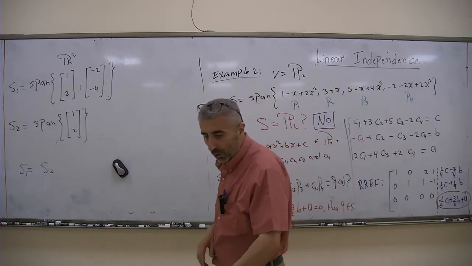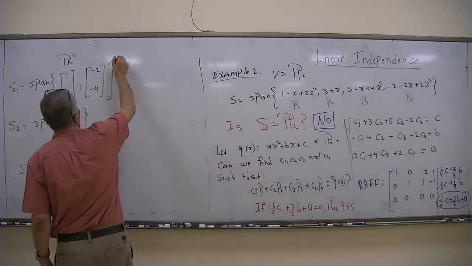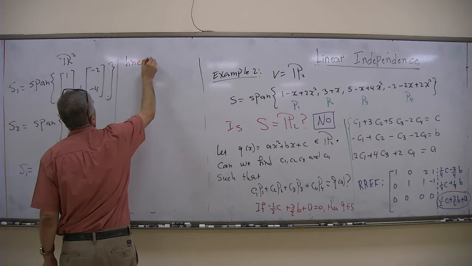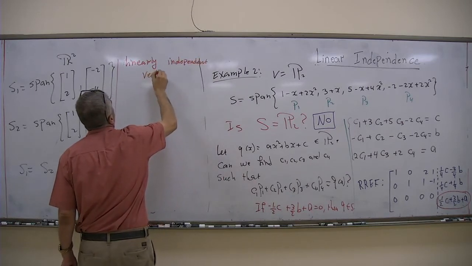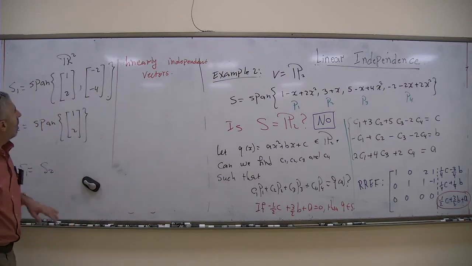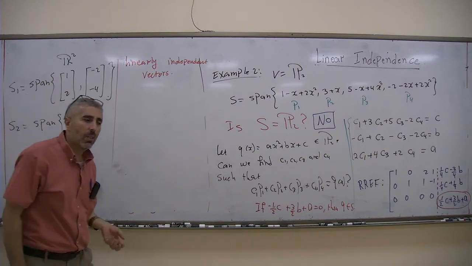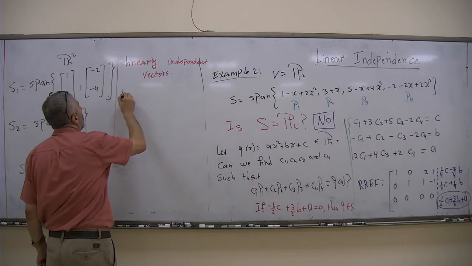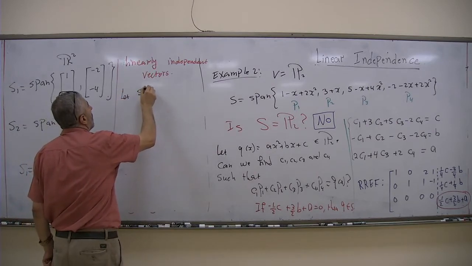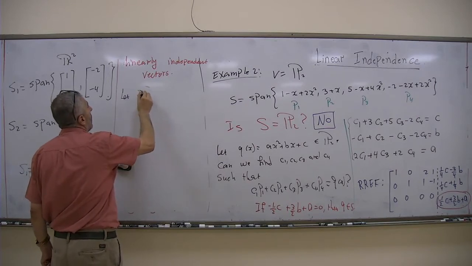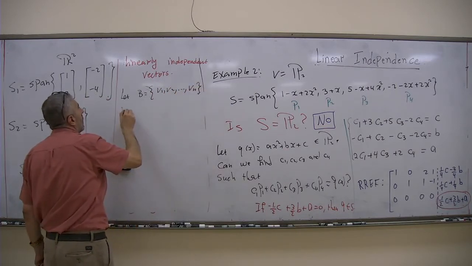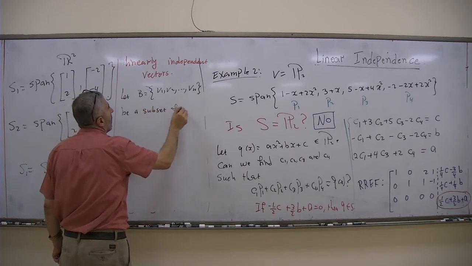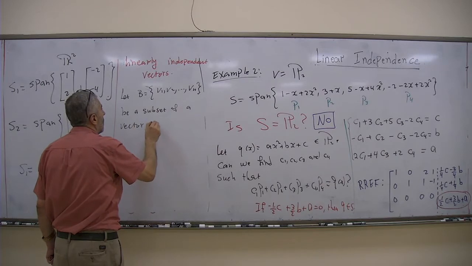And that motivates us to distinguish between vectors. And here, we need to introduce the concept of linearly independent vectors. Well, what do we want? We want in our set, none of the vectors can be obtained from the others. So, let me use here, B equals {V1, V2, ..., Vm}, be a subset of a vector space V.